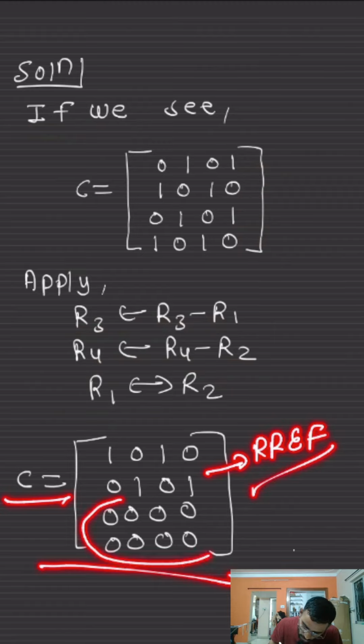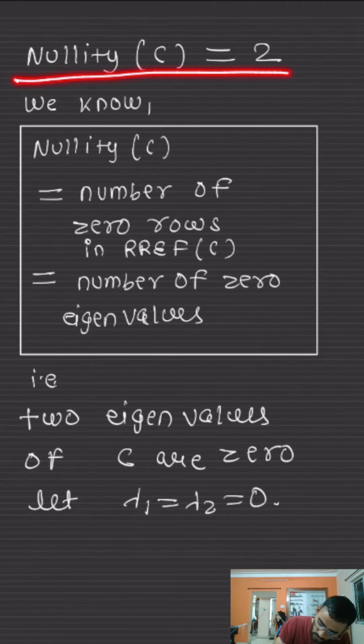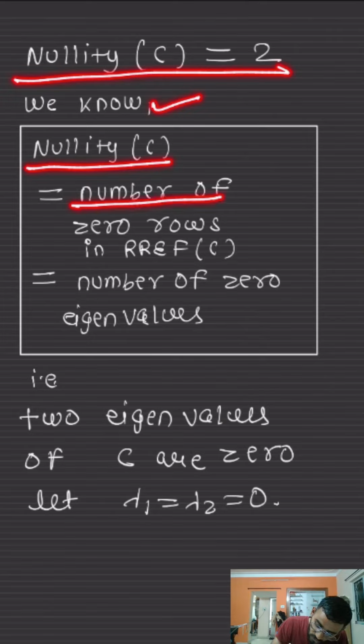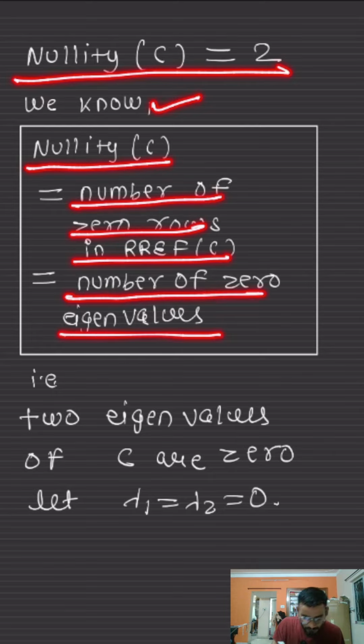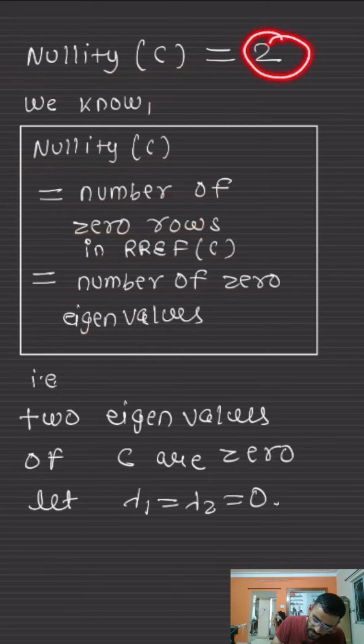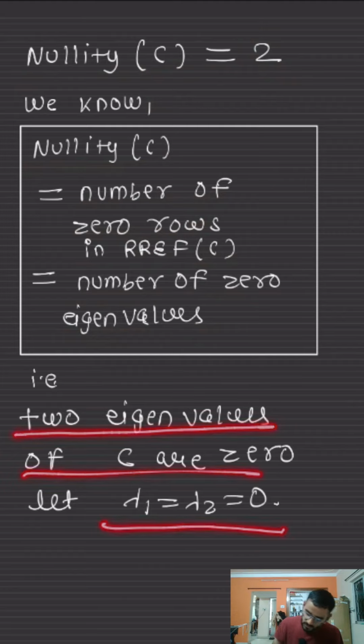Since there are two zero rows in the row reduced echelon form, the nullity of matrix C is 2, and we know that the nullity of matrix C is equal to the number of zero rows in the row reduced echelon form, which is also equal to the number of zero eigenvalues. Since the nullity is 2, the number of zero eigenvalues of matrix C is 2. That is, two eigenvalues of C are 0. Let's say lambda 1 and lambda 2 are 0.